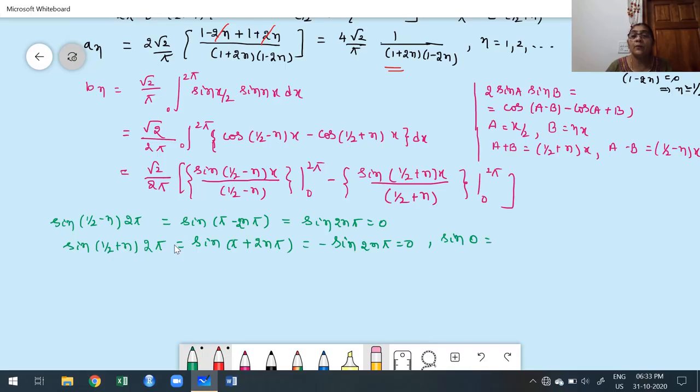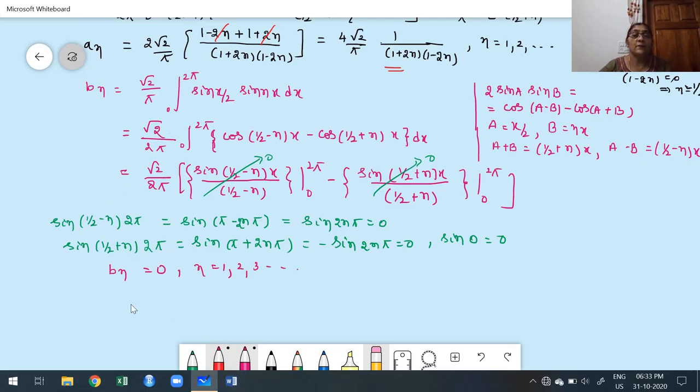Observe that both terms involve sine, and the upper and lower limit values are 0. Therefore, confidently write that these two terms are 0. Therefore, Bn is 0 for n equal to 1, 2, 3, etc.